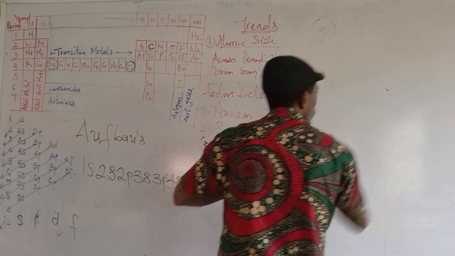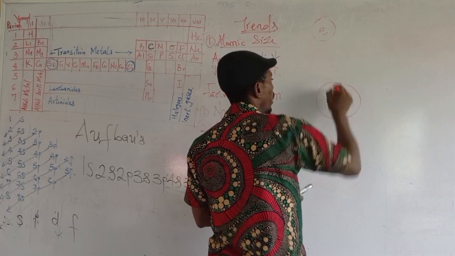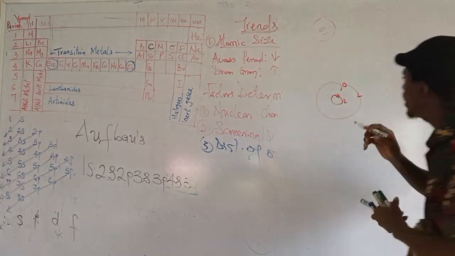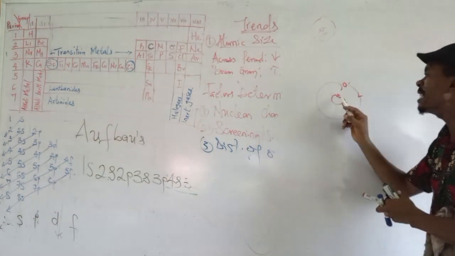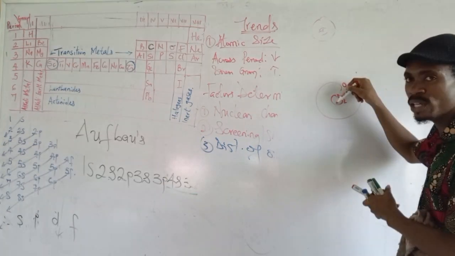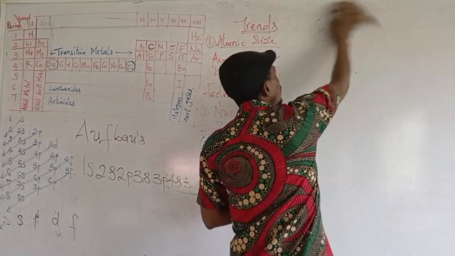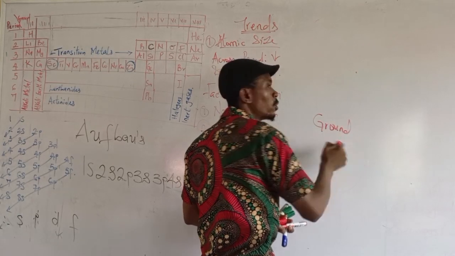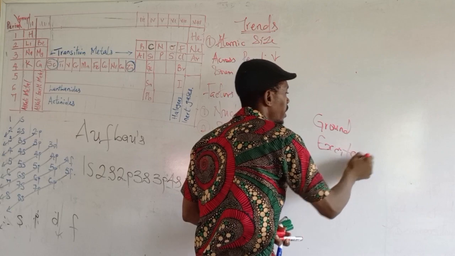Now, there's something of note. When elements, let's say this is an element, this is the K, this is the L. If an electron leaves the K shell to the L shell, it is said to be excited. But if it goes the reverse, from the L to the K shell, it is said to have returned to its ground state. While if it goes from low to high, it is said to be in the excited state.